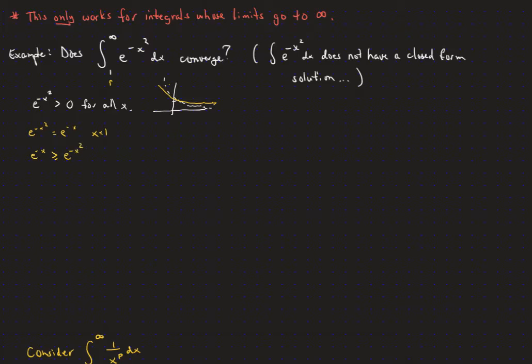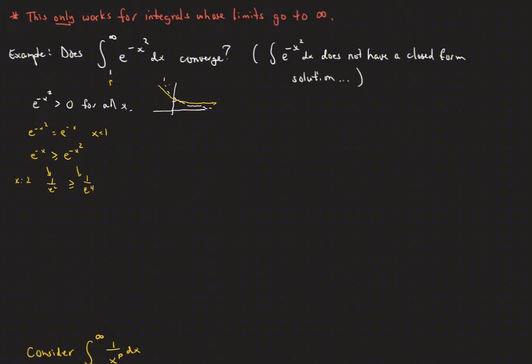Does that make sense? If you put in something like 2, then for x equals 2, e to the negative x is going to be 1 over e squared, whereas e to the negative x squared is going to be 1 over e to the fourth. And e to the fourth is bigger than e squared, therefore 1 over e to the fourth will be less than 1 over e squared.